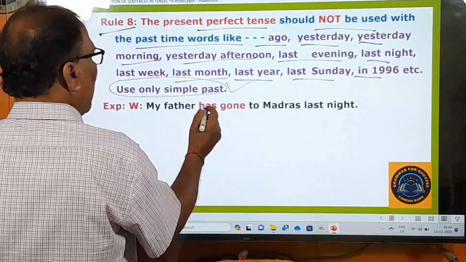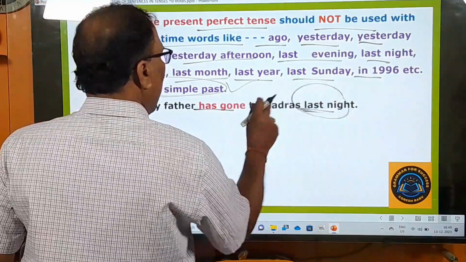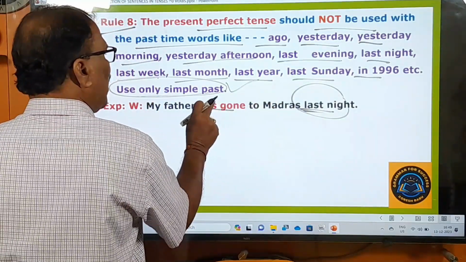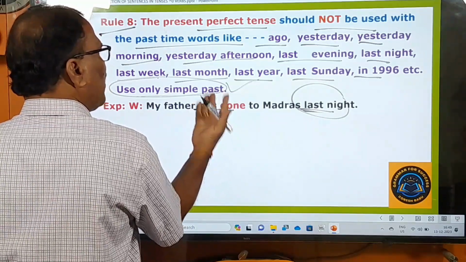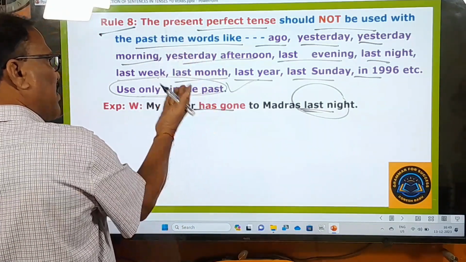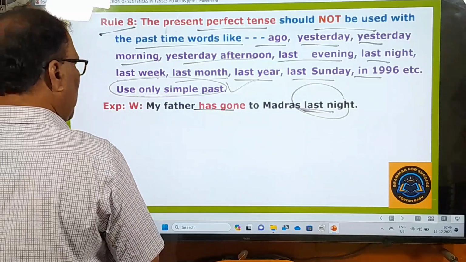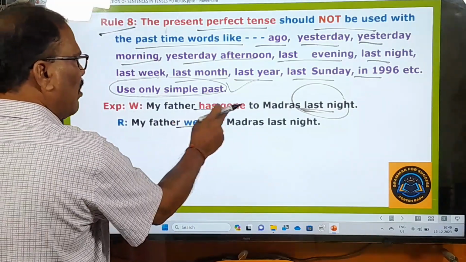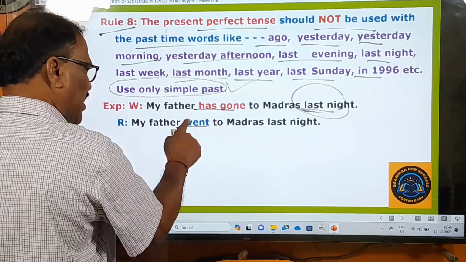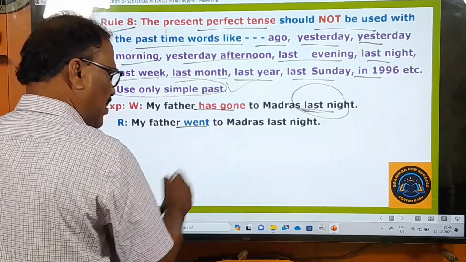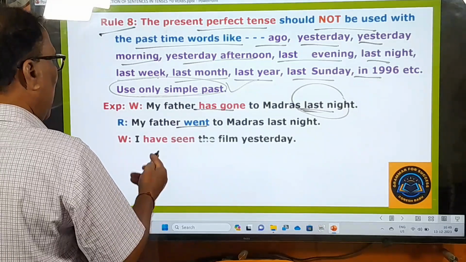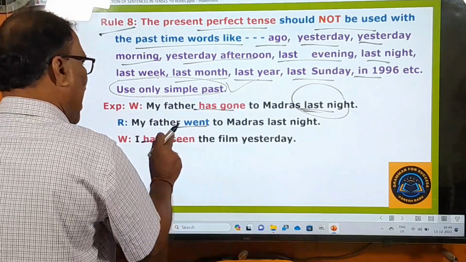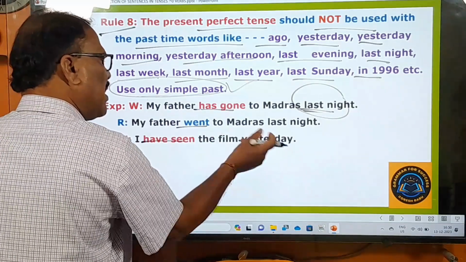Okay, my father has gone to Madras last night. This action happened last night. So it's a past action. Therefore, you cannot express it in the present perfect. You have to express it only in the simple past. Therefore, you have to say, my father went to Madras last night. Has gone. What is the past tense of gone? Went. So my father went to Madras last night. Okay. And then comes, I have seen the film yesterday. The action of seeing the film took place yesterday. It's a past action.